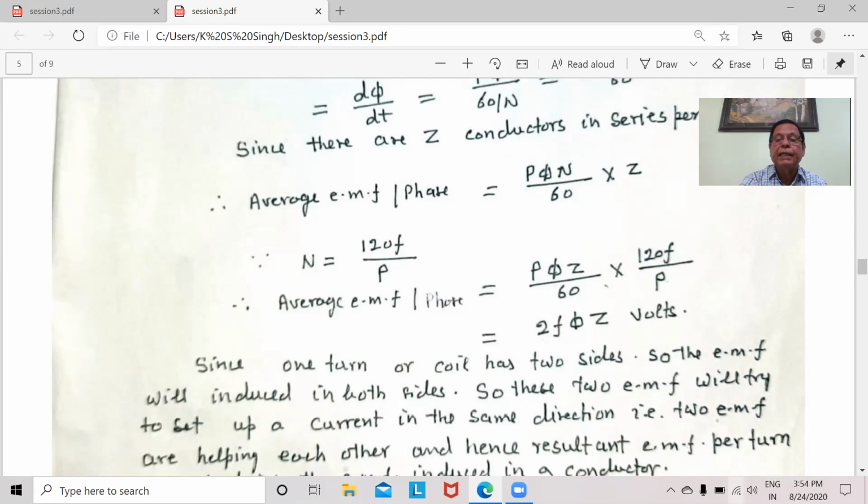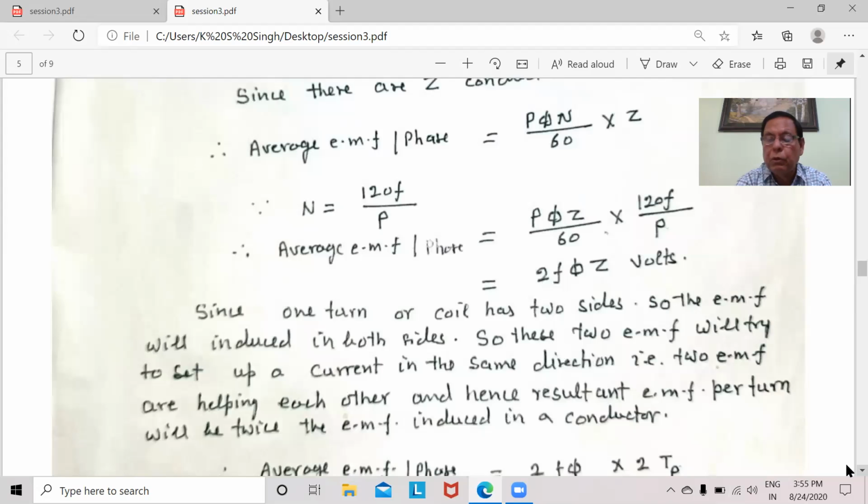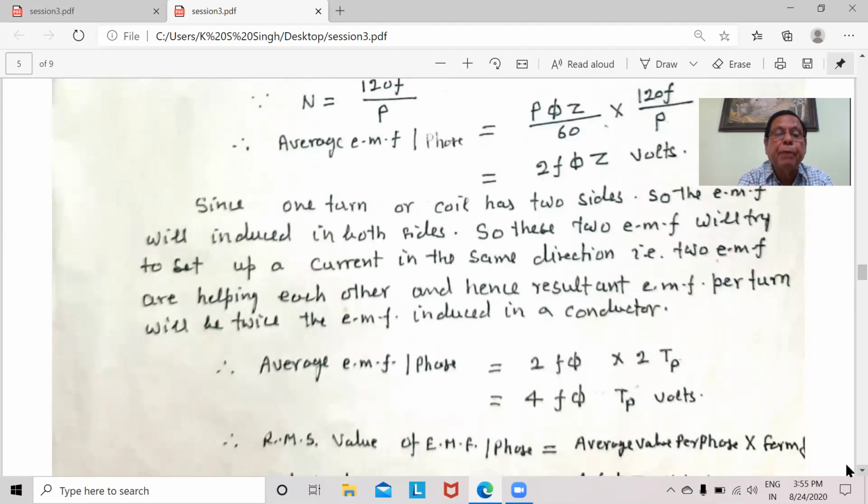If in the place of a conductor you take a turn of coil, a turn of coil has two sides. In one side voltage is induced, and in the second side voltage will also be induced. The direction of voltage induced in both the sides is the same, hence the total voltage induced is double the voltage induced in a single conductor. So this expression will be multiplied by 2.